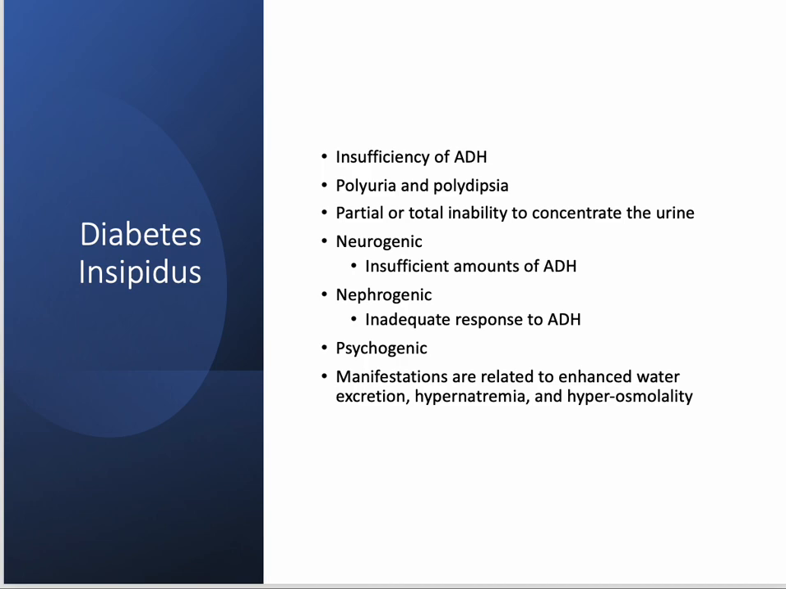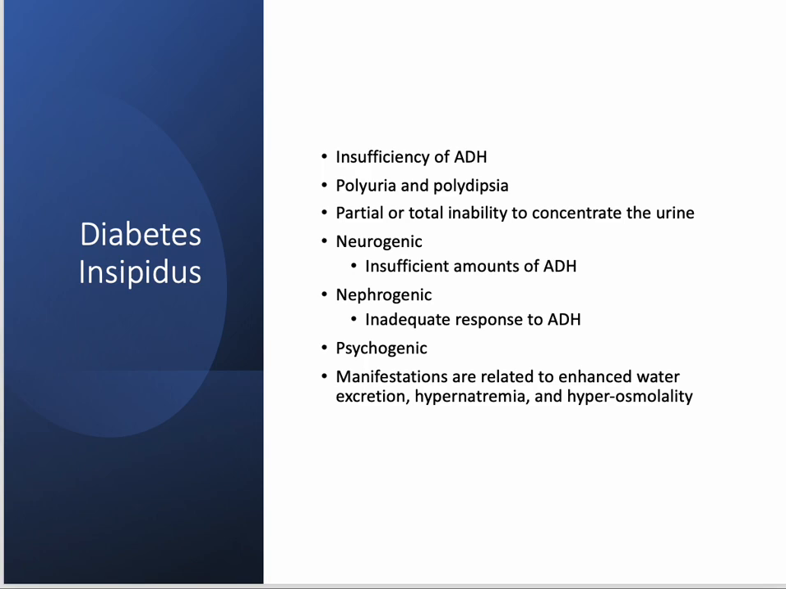In here, we don't have enough ADH, and so the kidneys cannot concentrate the urine. The majority of the time it's a neurogenic DI, which means that the pituitary gland is not making enough ADH. You can also have nephrogenic and psychogenic. Those are rare. Nephrogenic is when your pituitary gland's okay, it's just that your kidneys aren't responding to it well.